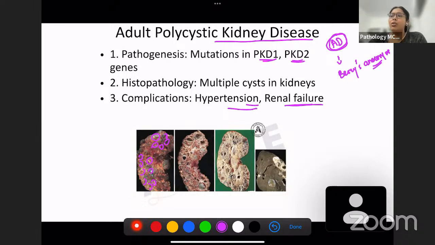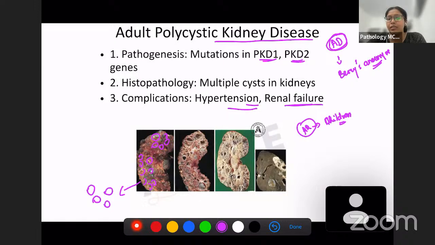Also remember a few points about autosomal recessive polycystic kidney disease, which is usually seen in children. In adult polycystic kidney disease, the cysts are larger in size. In the autosomal recessive kind of polycystic kidney disease, the cysts are very small in size, and these are also associated with hepatic fibrosis, congenital hepatic fibrosis.